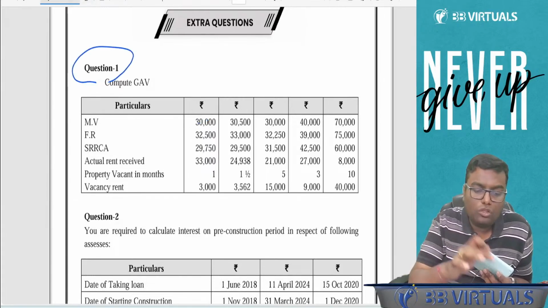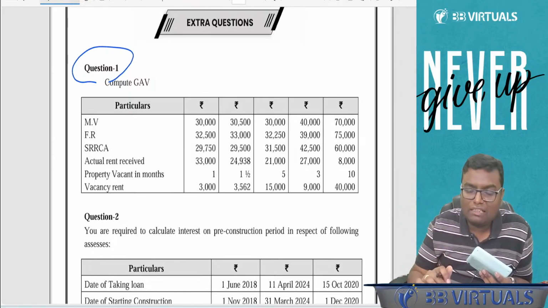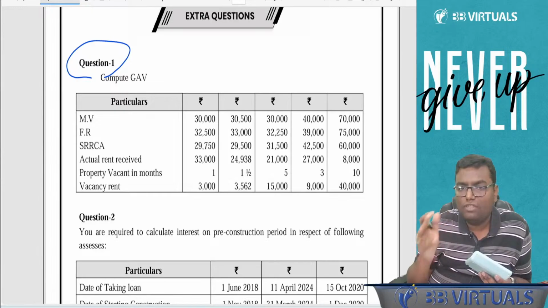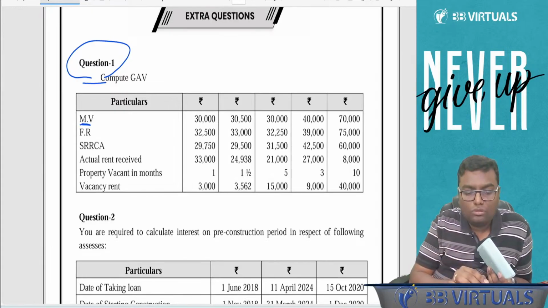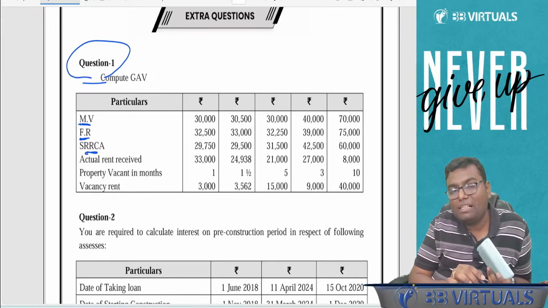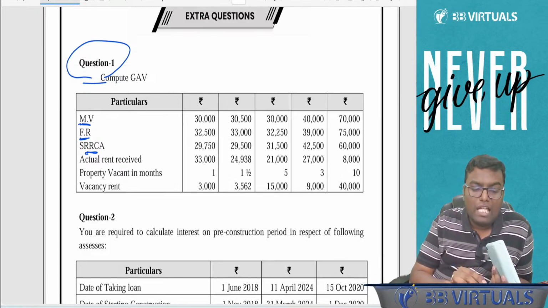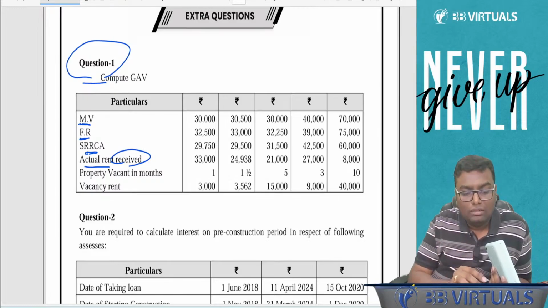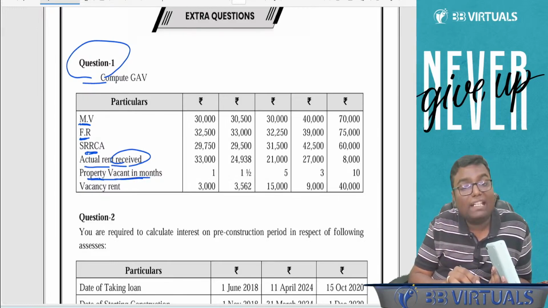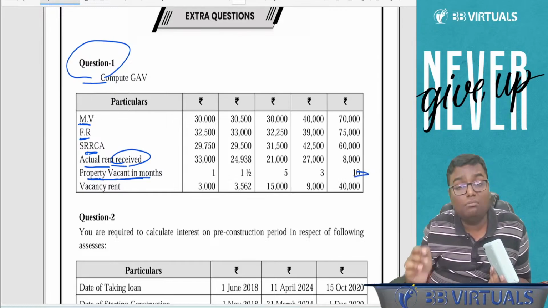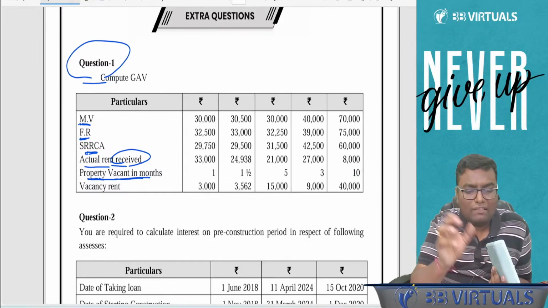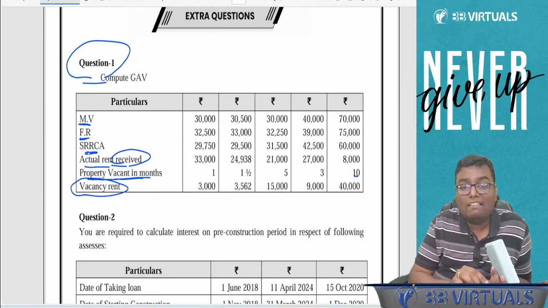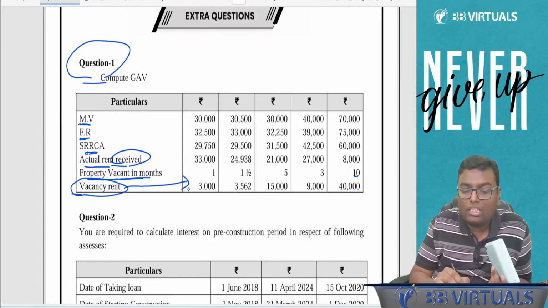I have to compute gross annual value. Again, 5 examples are there. Let us understand what information I have given over here. Municipal value, fair rent, SRRCA means Standard Rent as per Rent Control Act. Actual rent received. This is after deducting loss due to vacancy. Then for how many months the property is vacated? In some cases it is only 1 month, in 1.5 months, somewhere 10 months it was vacated. So loss due to vacancy, the months are given. How much is the vacancy rent? Now please understand this is total vacancy rent.